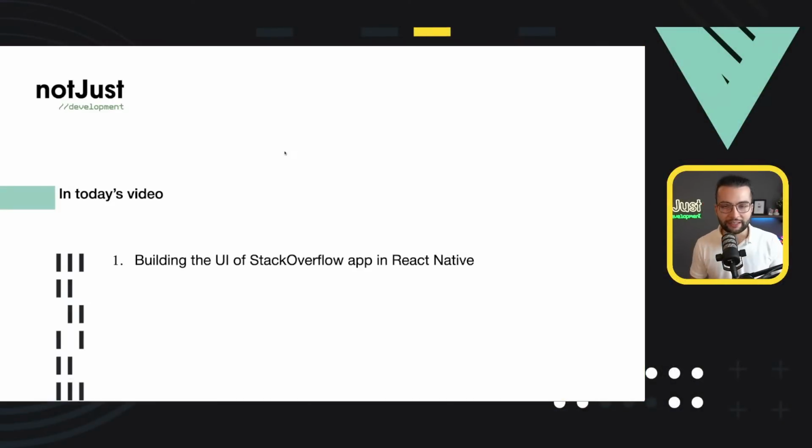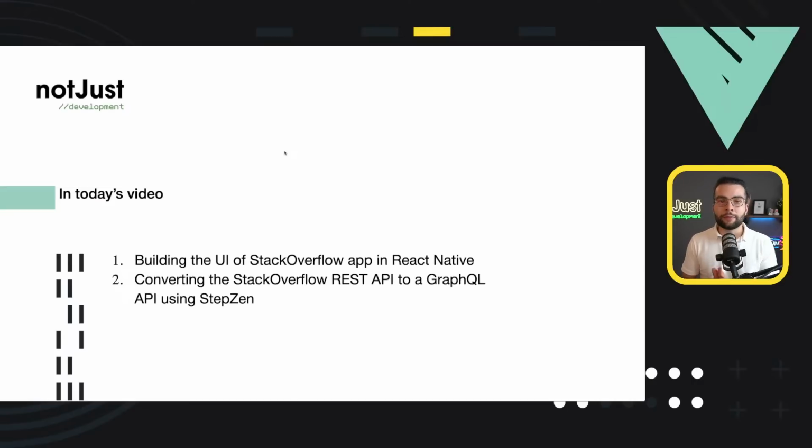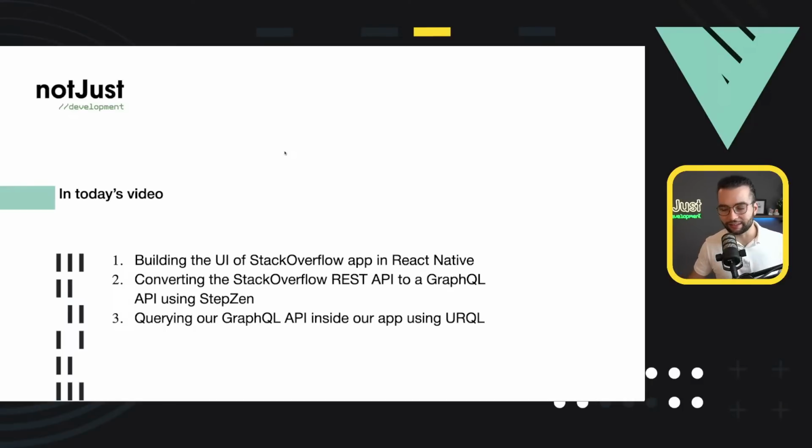So this tutorial, exactly this video, is going to be split into three parts. Firstly, we're going to build the user interface of Stack Overflow using React Native. After that, we're going to convert the Stack Overflow REST API to a GraphQL API using StepZen. And after that, we're going to query the GraphQL API from our application. And by the end of this video, you're going to have a functional application that actually queries the data from Stack Overflow, displays it, and you can search and navigate all the questions and answers there in a mobile application.